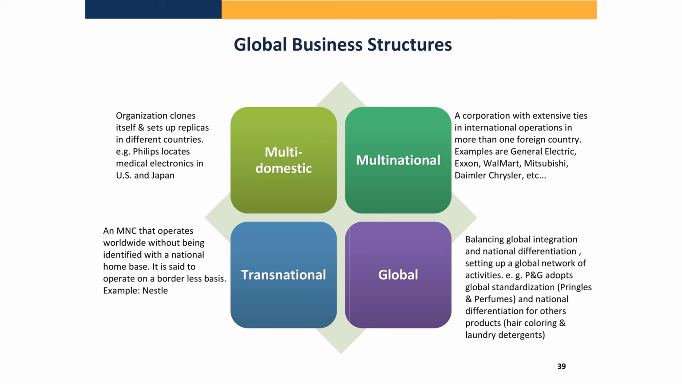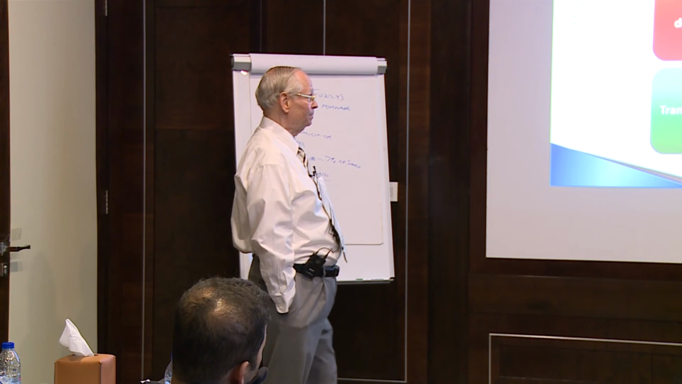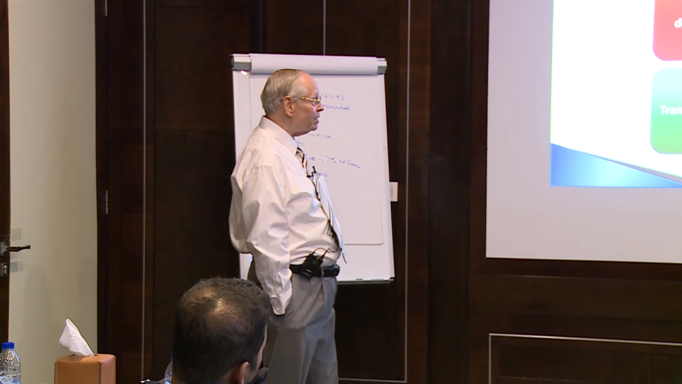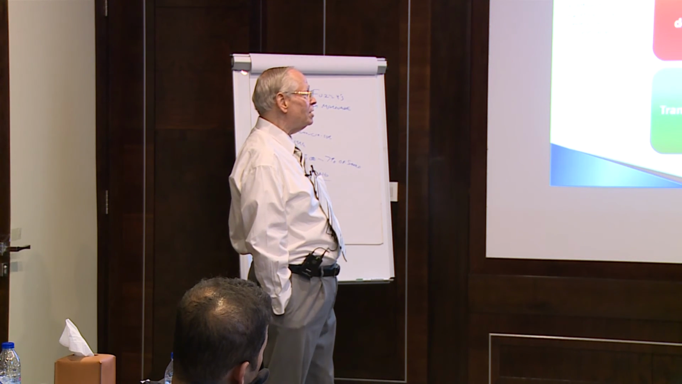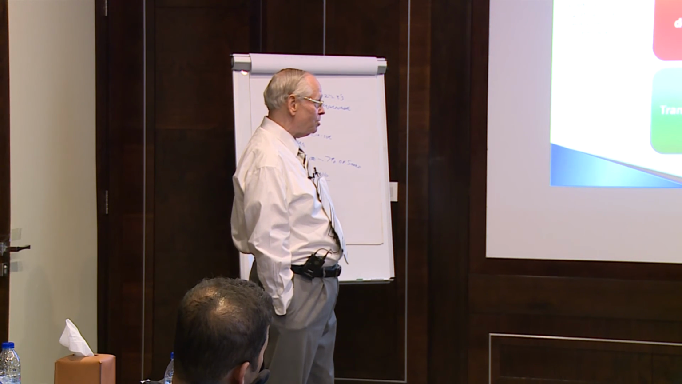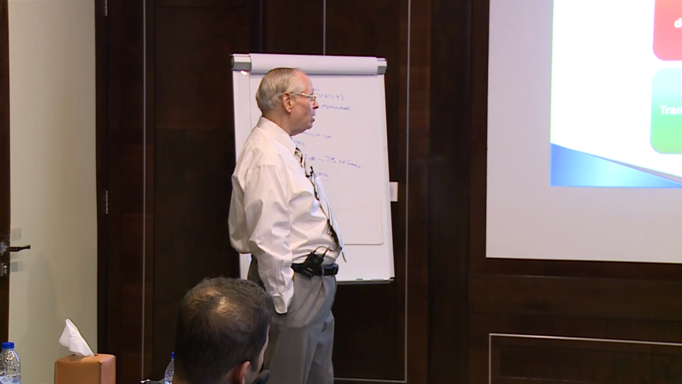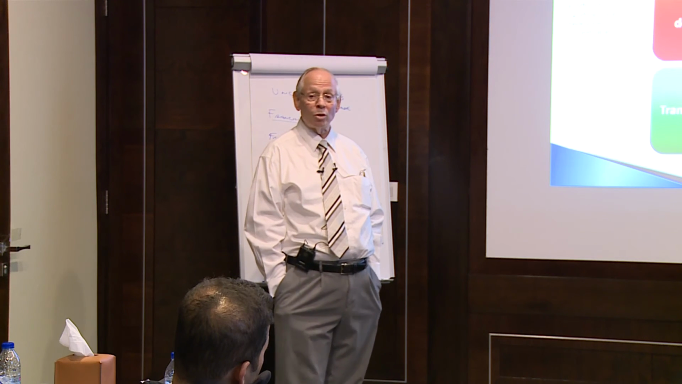Global companies, of course, have global integration and national differentiation. They set up a global network of activities. That's where they're selling a global product as well as a localized product. Procter & Gamble adopts global standardization for Pringles and perfumes, and national differentiation for other products such as hair coloring and laundry detergents, which are more localized.